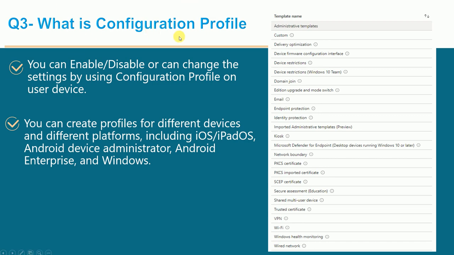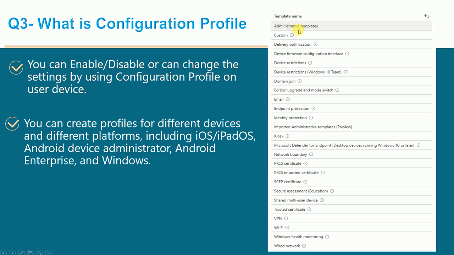So basically, what is the configuration profile? With the configuration profile, you can enable or disable features, or you can change the settings on the end user device. So if you want to enable something, you can use this, or if you want to disable, or if you want to change something on the end user device.